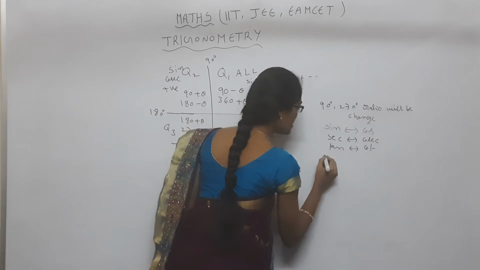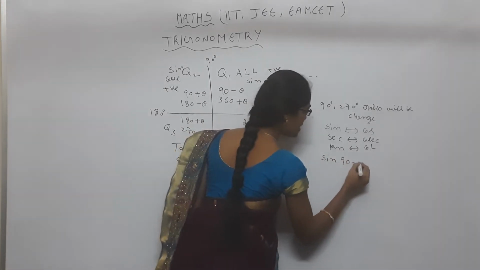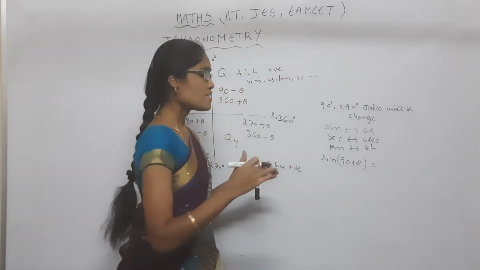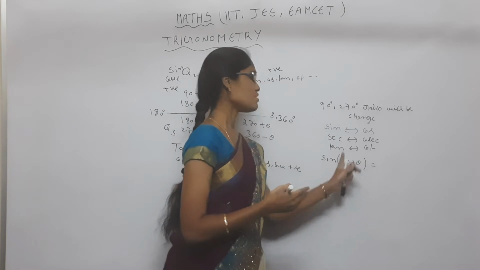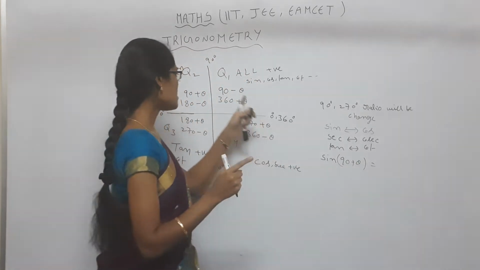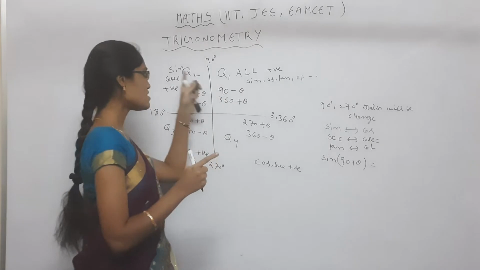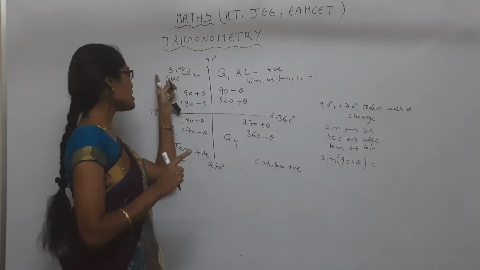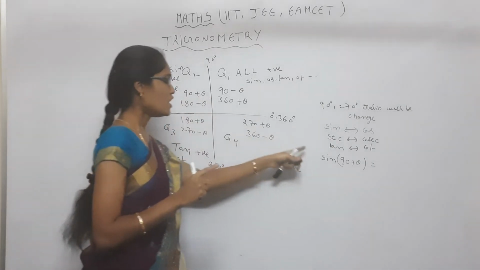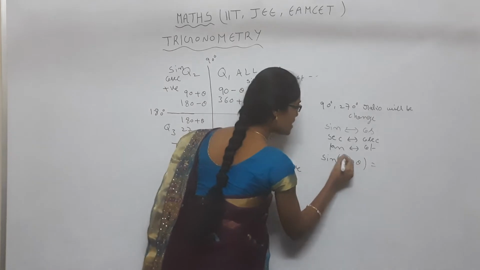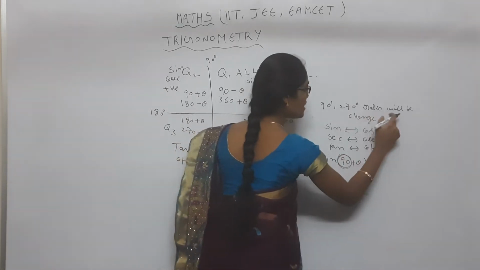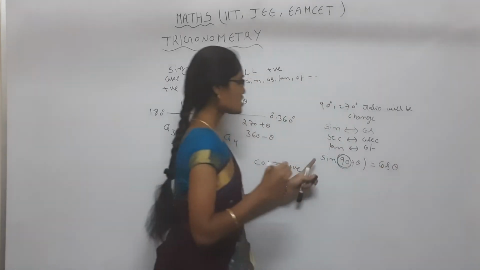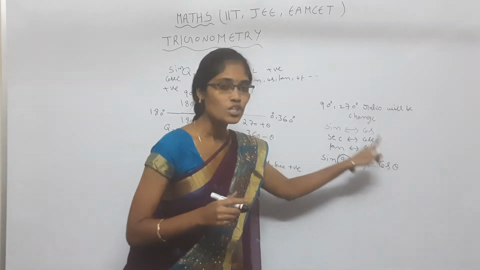For example, sine of 90 plus theta. First you have to observe which quadrant 90 plus theta is in. 90 plus theta is in the second quadrant. In the second quadrant, is sine positive or negative? Positive, because in the second quadrant sine and cosecant are positive. But here 90 is there, so the ratio will change. Sine changes into cos: cos theta. So sine of 90 plus theta is equal to cos theta.